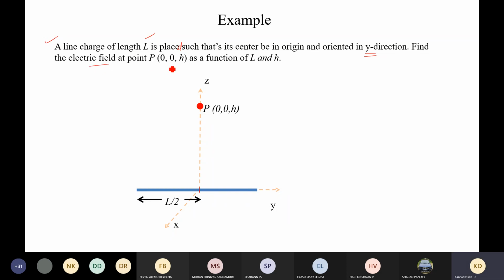Find the electric field at a particular point P at (0, 0, H). We know the center is already located at the origin, and exactly above that, the point P is available at (0, 0, H). So this corresponding height is known, and we find the electric field as a function of L and H. That is what we intend to do. So how to do that?